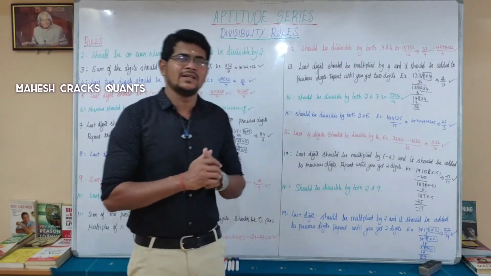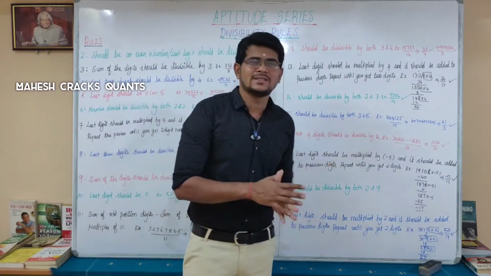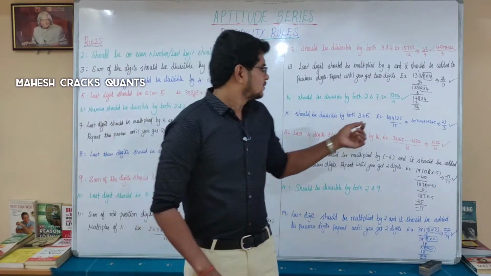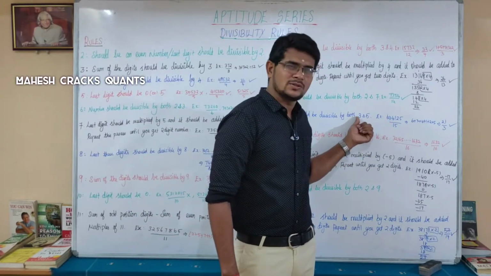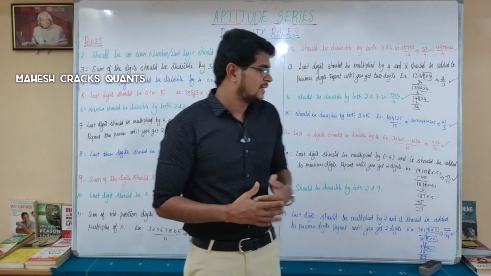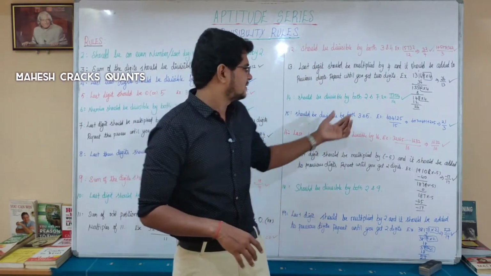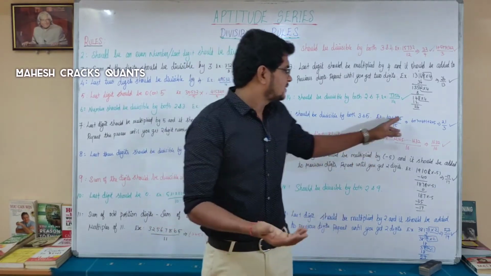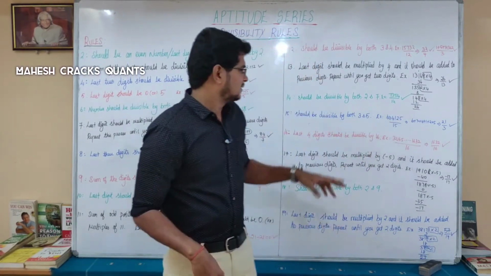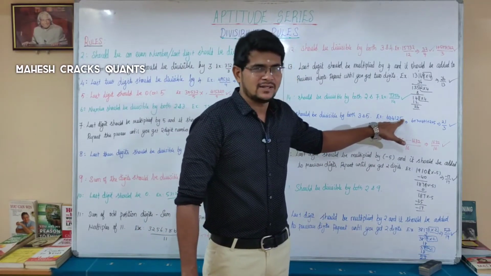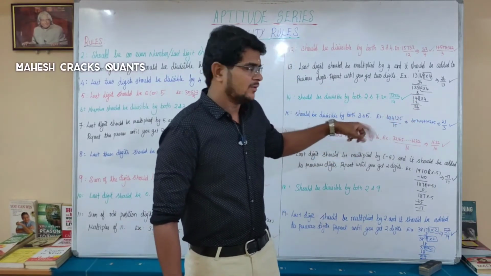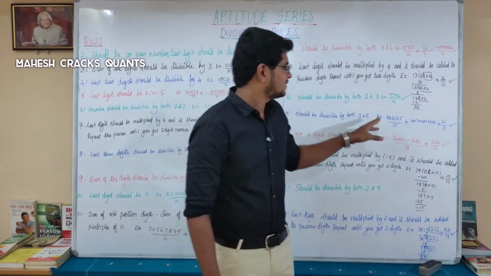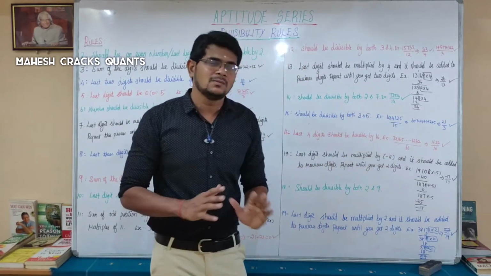And then rule 15: the number should be divisible by both 3 and 5. So I can split 15 into 3 and 5, which means both rules should be satisfied. For 3, the sum of the digits should be divisible by 3, and for 5, the last digit should be 5 or 0. Done. So here the last digit is 5, so it is divisible by 5. And the sum of the digits is 21, which is divisible by 3. So the answer is yes. This number is divisible by 15.